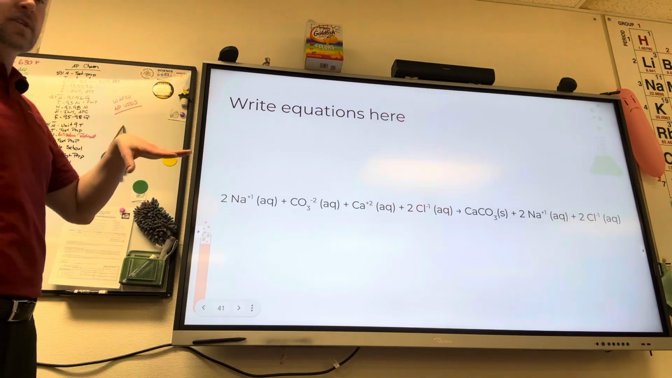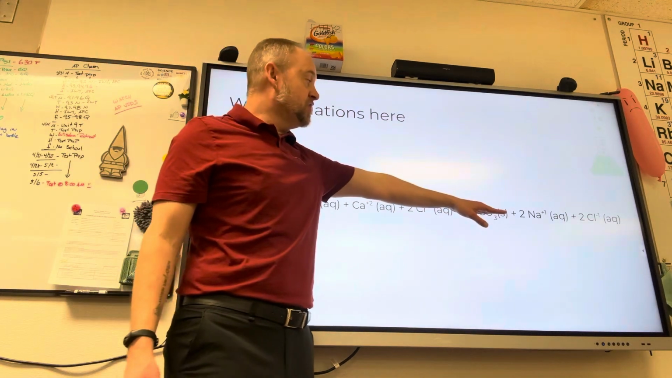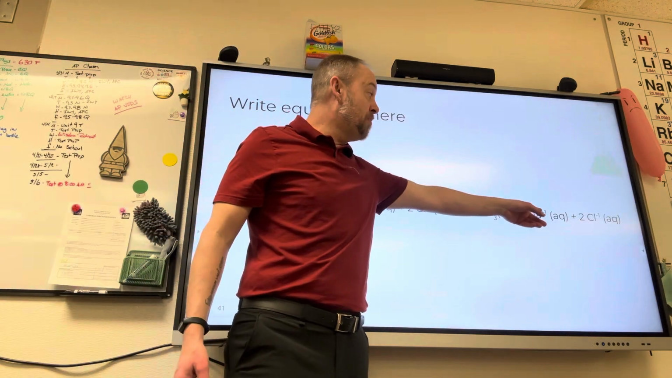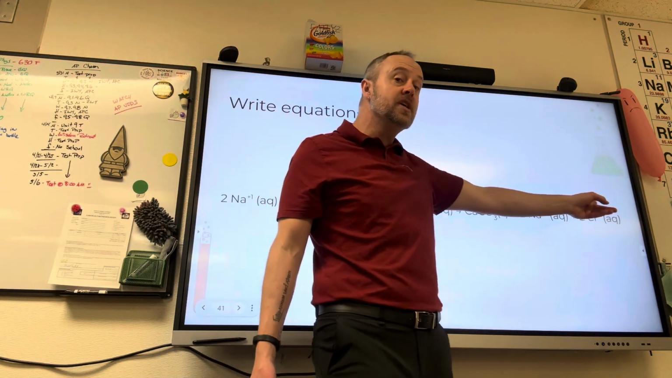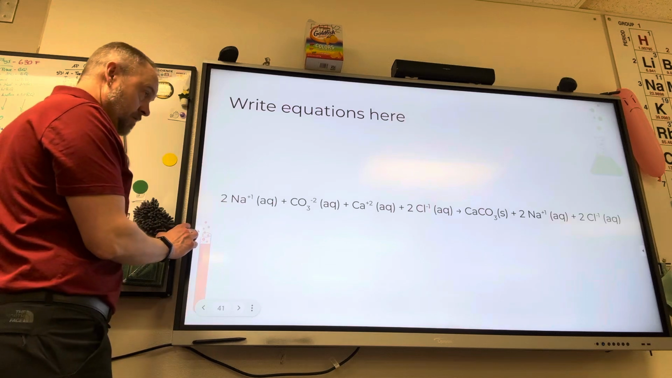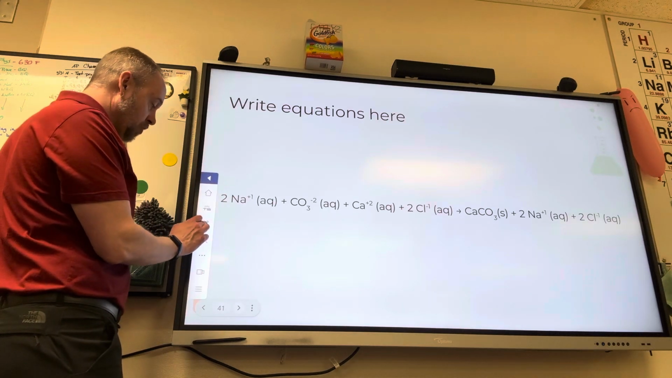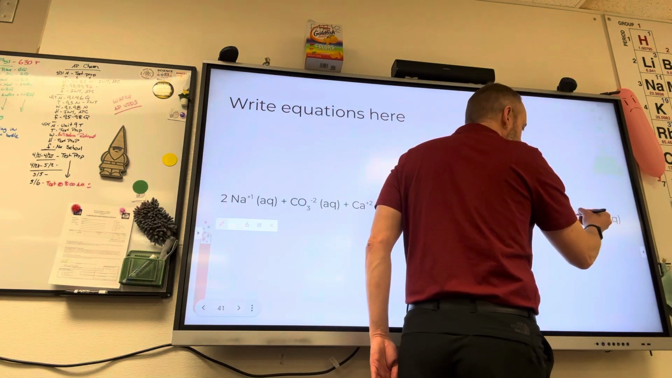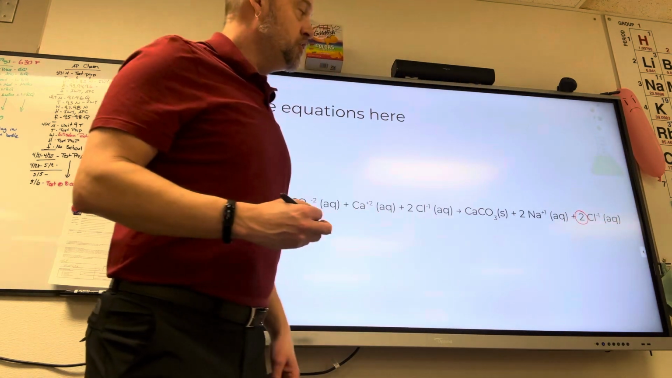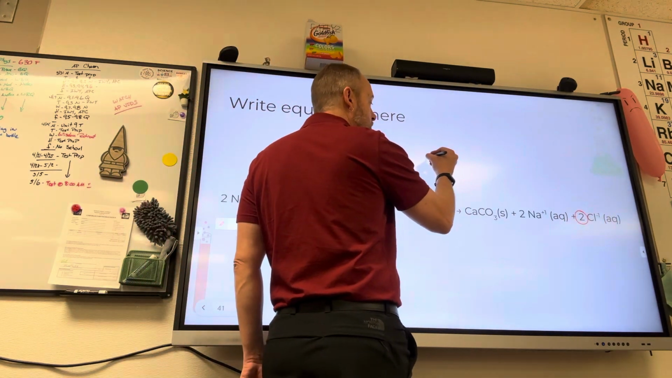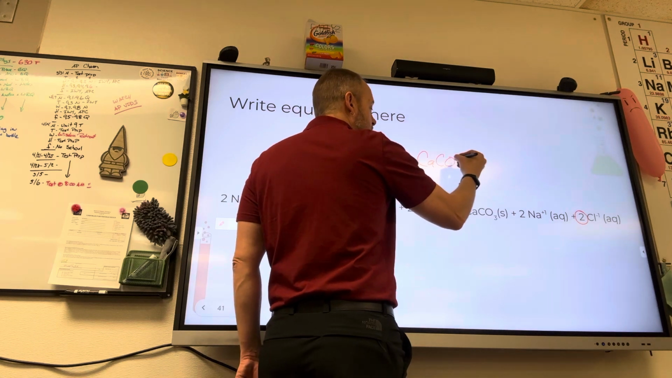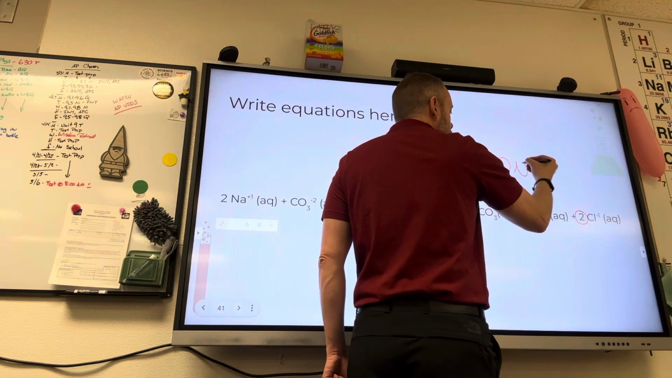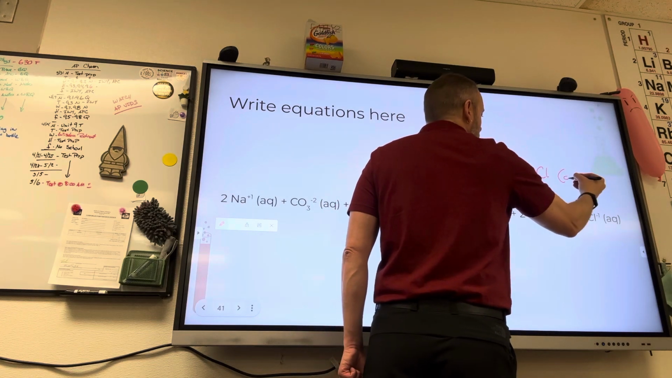Okay. The other side is a little more tricky because this one is a solid, which is easy. Just keep it together. Nothing to do there. But then we have 2 Na plus 1s, and 2 Cl minus 1s aqueous. So when we look at that, this is the one that is missed most often. Because what we have when you look at the equation, right, is CaCO3 solid plus 2 NaCl aqueous.